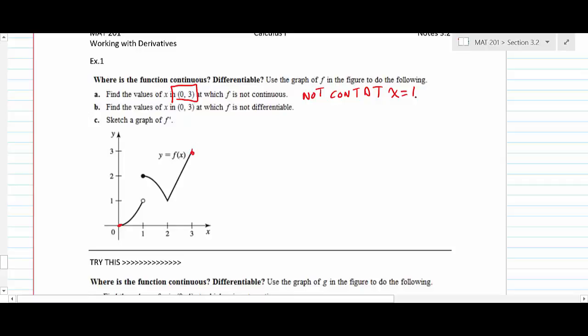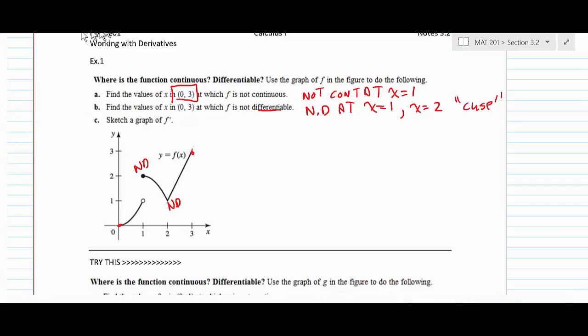Okay? All right? Now, not differentiable. Can you tell me where it's not differentiable? 1. 2. What's the deal with 2? Cusp. Good. So you're not differentiable there, and you're not differentiable there. So we would say not differentiable at x equals 1. That's because it's discontinuous. And x equals 2. That's because of the cusp, like that. All right. So that would be the idea.